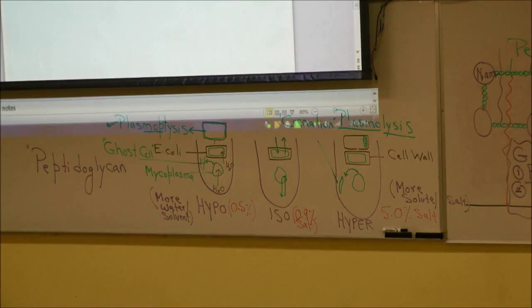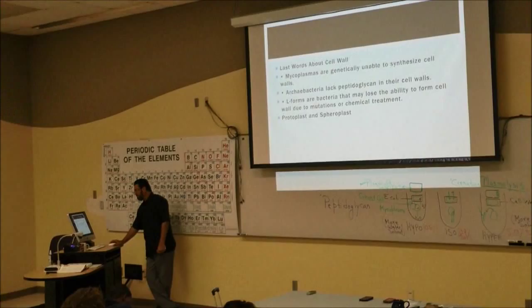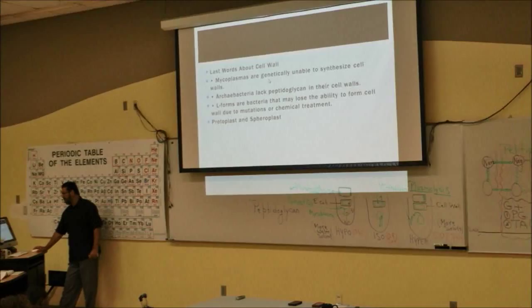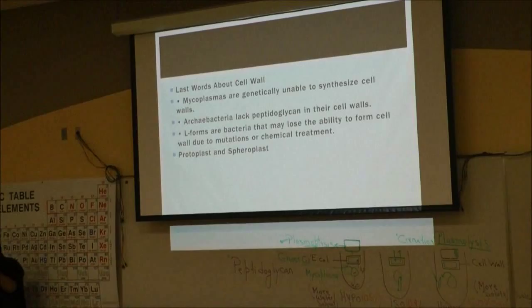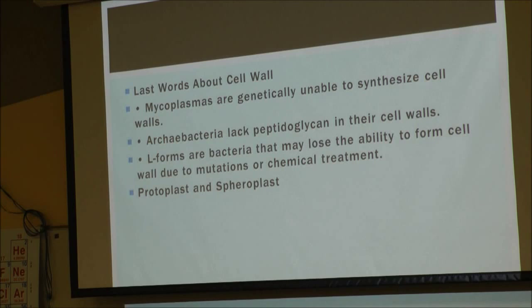All right. A few exceptions about the cell wall. Mycoplasmas, we already talked about mycoplasma, right? Mycoplasmas do not have a cell wall. There's one bacteria, the very first bacteria that appeared on this planet, called archaea bacteria. They don't have peptidoglycan in their cell wall. They have other protein and sugar, but no NAM-NAG and protein. So no peptidoglycan.